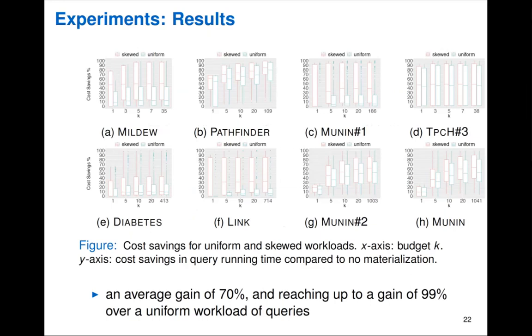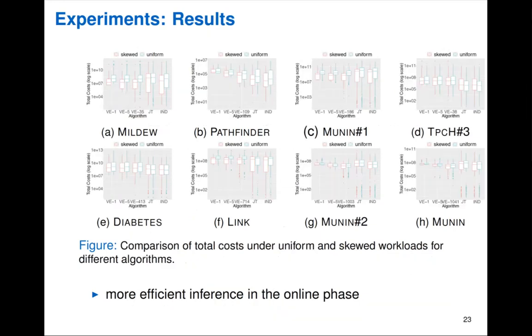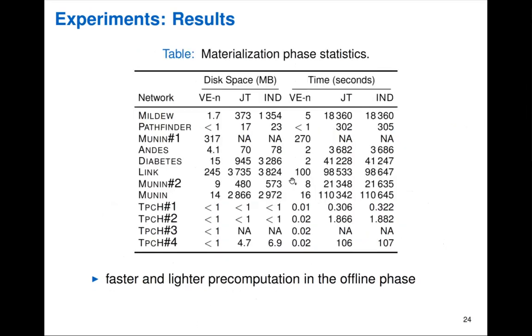As part of our experimental results, we observed that materialization improves the execution of the variable elimination algorithm to a great extent, an average gain of 70% savings in the uniform workload case, with the maximum saving reaching up to 99%. And we also show in the paper that variable elimination with materialization provides more efficient querying compared to junction tree-based baselines.